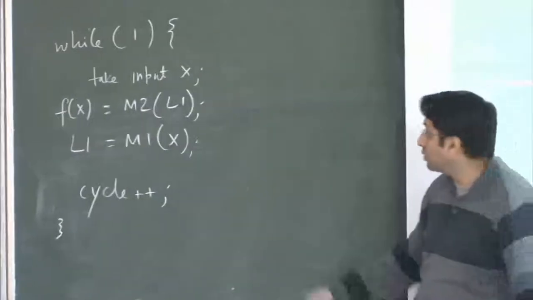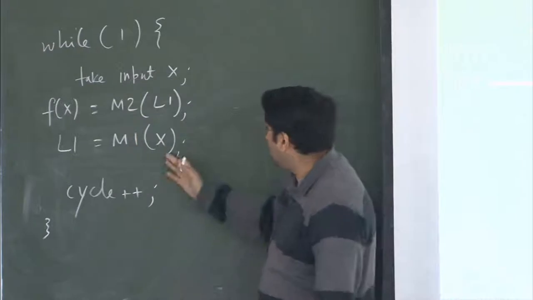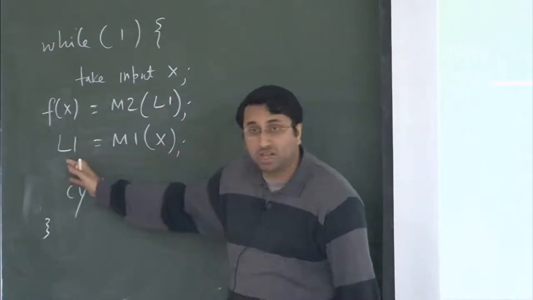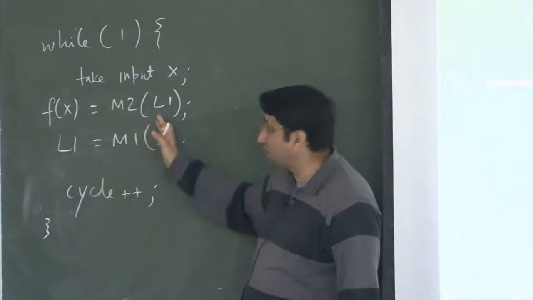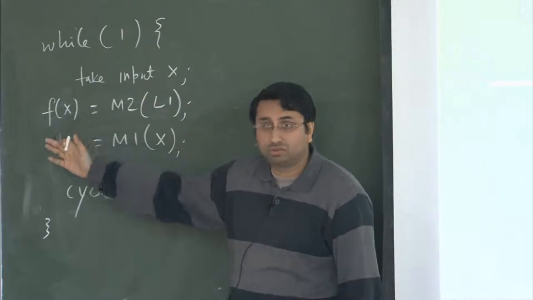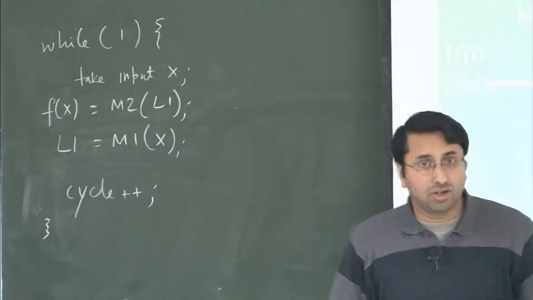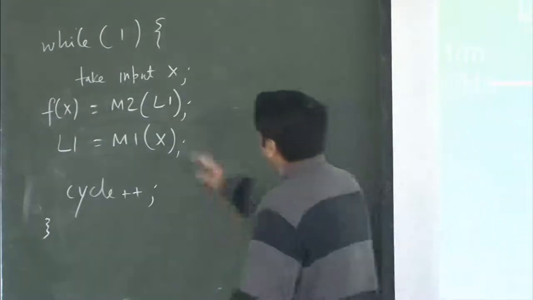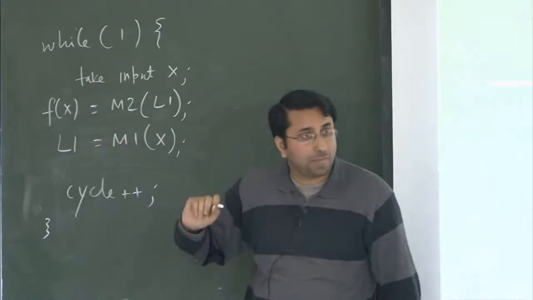First cycle, M2 gets invoked, does nothing. There's nothing in the latch, okay? M1 takes up X, puts it in L1. Cycle increments by 1. Next cycle, M2 picks up whatever has been put by M1, computes FX. Right? At the end of 2 cycles, you see the first output coming out. And then every cycle, there will be 1 output coming out from this. All right? Okay.